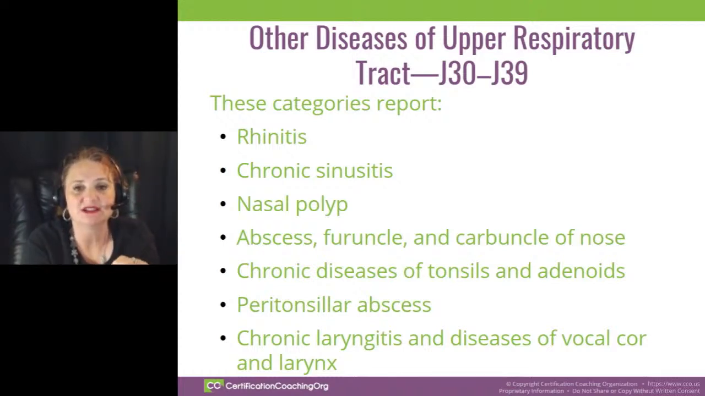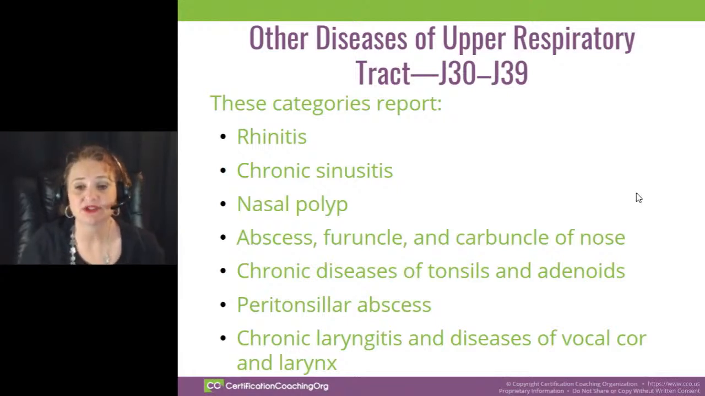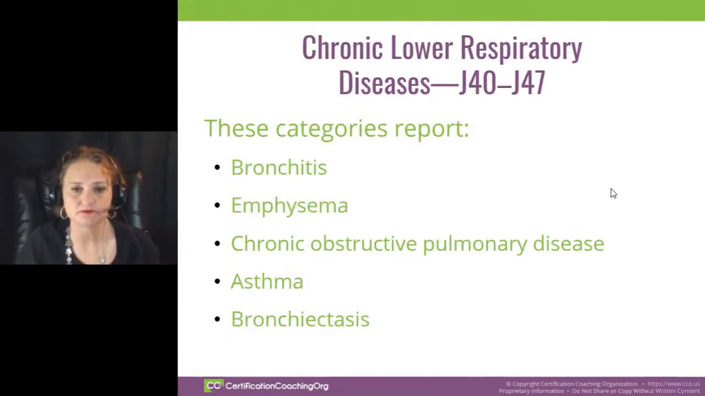Chronic laryngitis, so something that just doesn't go away. You know, it's one thing to have laryngitis, might last a week, 3 to 7 days. But if you have it chronic and it goes ongoing, or you could have diseases of the vocal cords and larynx, which again, we could have a polyp, a tumor, a mass, something, or like my friend that had cancer. So if you have cancer, though, that would be a C code, right?